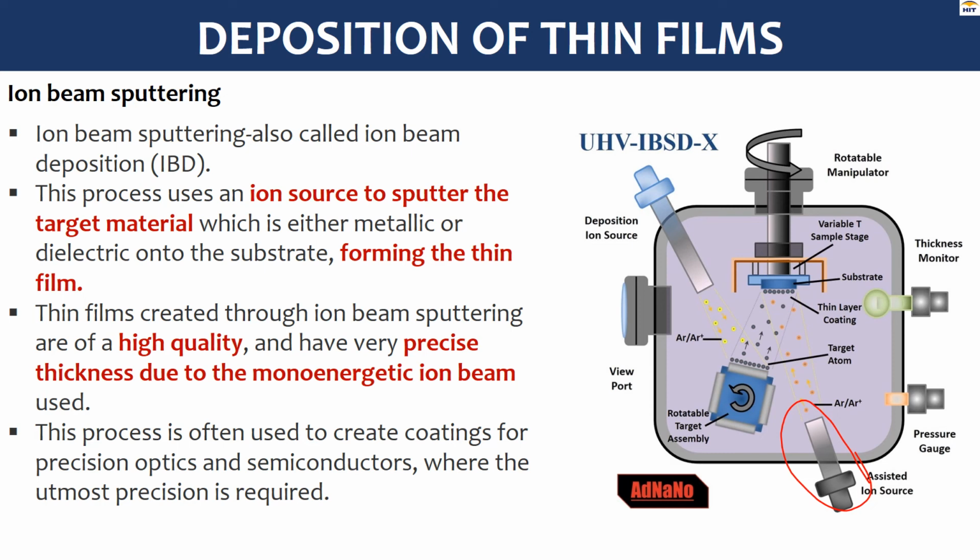This process uses an ion source to sputter the target material, which is usually a metallic or a dielectric substrate. The thin films created through ion beam sputtering are of high quality and very precise thickness, due to the monoenergetic ion beam that is used here. This process is used to create precision optics for semiconductors. Where precision is required, you have to select ion beam sputtering.